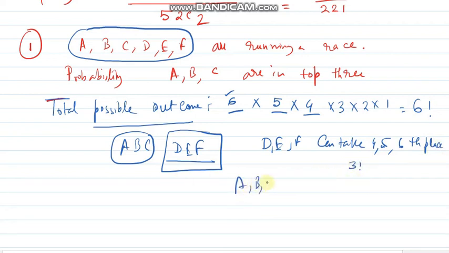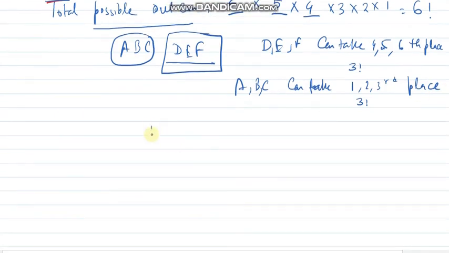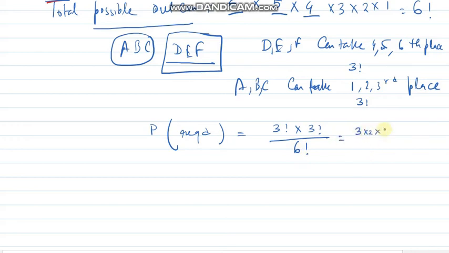Again, how many ways can A, B, C take first, second and third place? Again 3 factorial, because they can come in any order. So what is the probability of the required? That is 3 factorial into 3 factorial divided by 6 factorial. If we calculate, 3 factorial is 3 into 2 into 1, into 3 factorial, divided by 6, 5, 4 into 3 factorial. The 3 factorial cancels out, and that is 1 divided by 20, right?